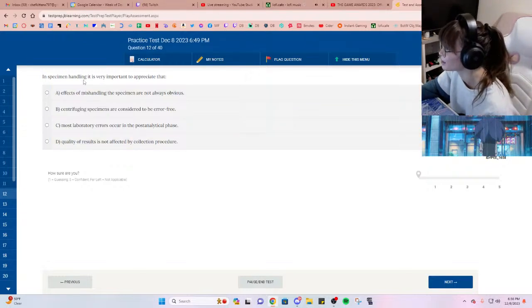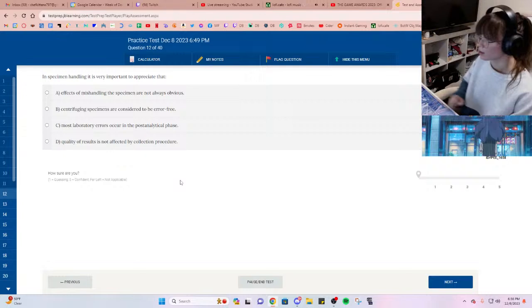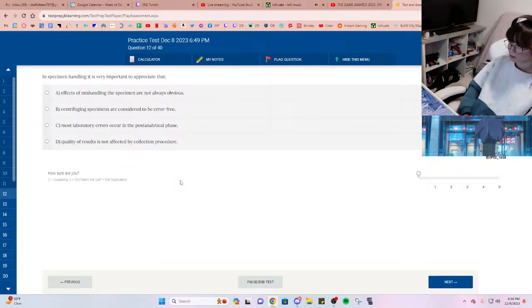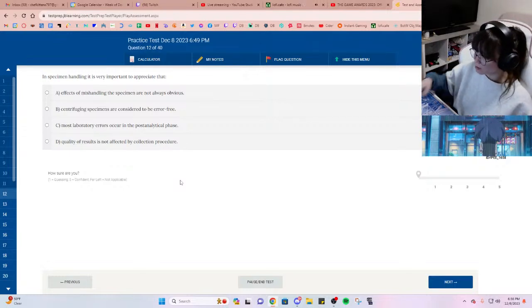In specimen handling, it is very important to appreciate that effects of mishandling the specimen are not always obvious. Centrifuging specimens are considered to be error-free. Most laboratory errors occur in the post-analytical phase. No. The quality of results is not affected by collection procedure. I think none of these are true. They don't sound true. I don't understand what's going on here.